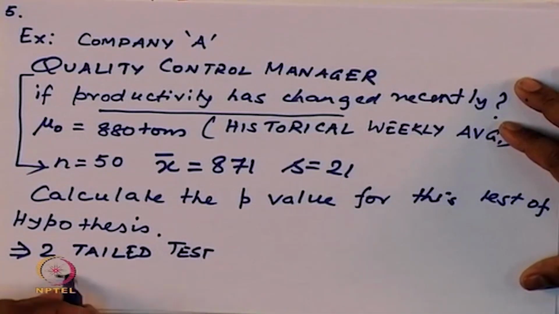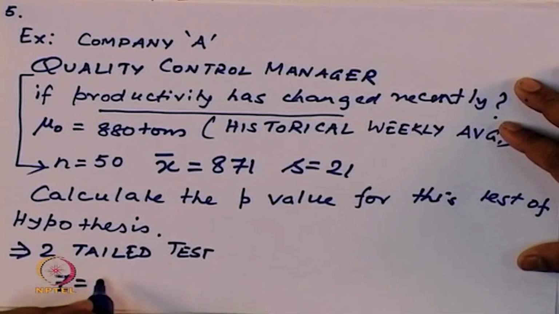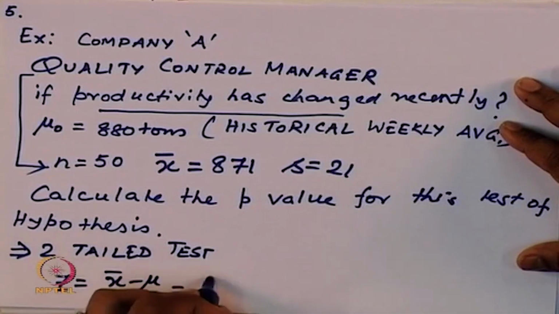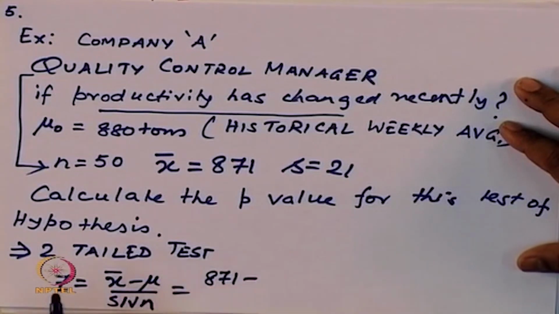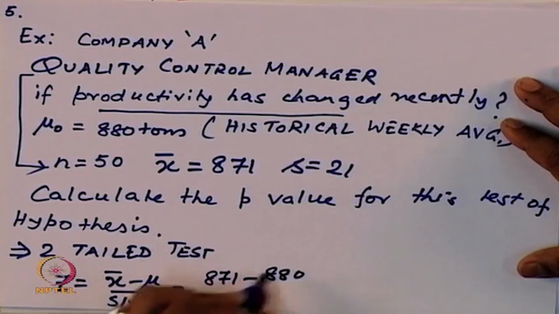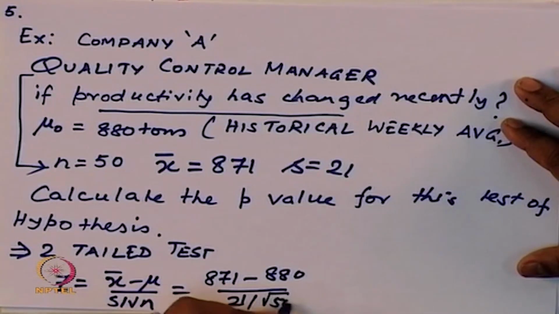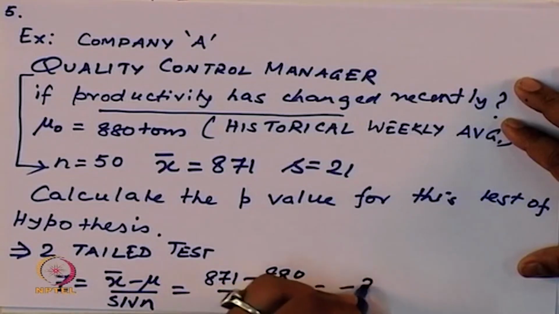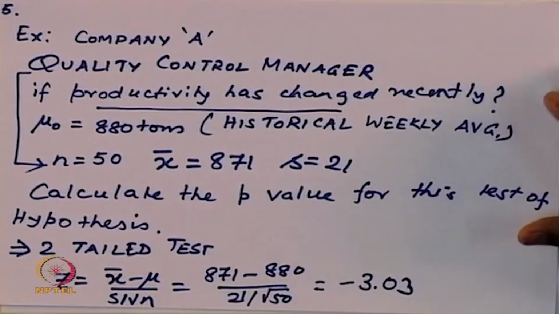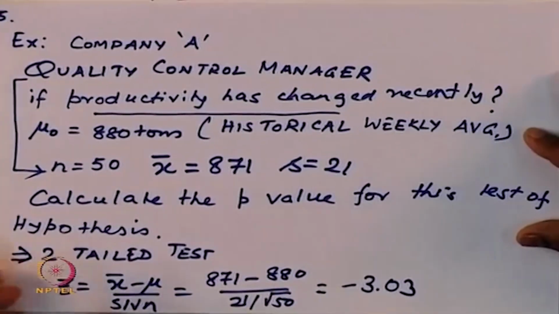You can calculate the value of Z, which is going to be x bar minus mu by S by root n. X bar is 871, minus mu is 880, S is 21 by root of 50. This gives me a value of minus 3.03.